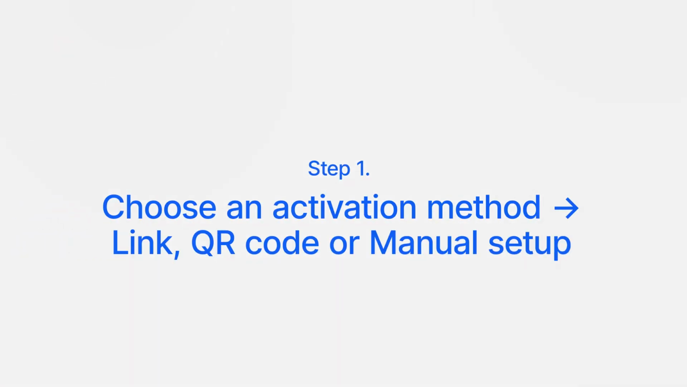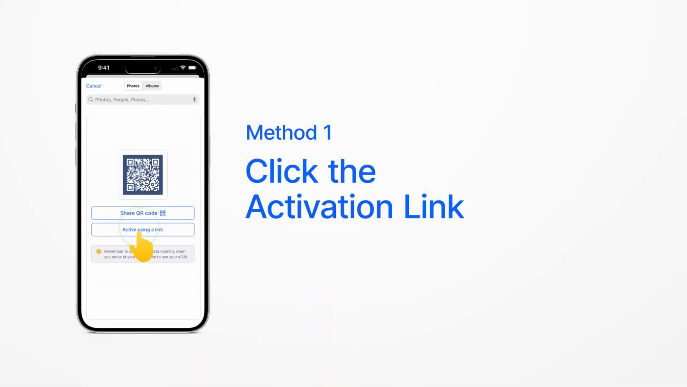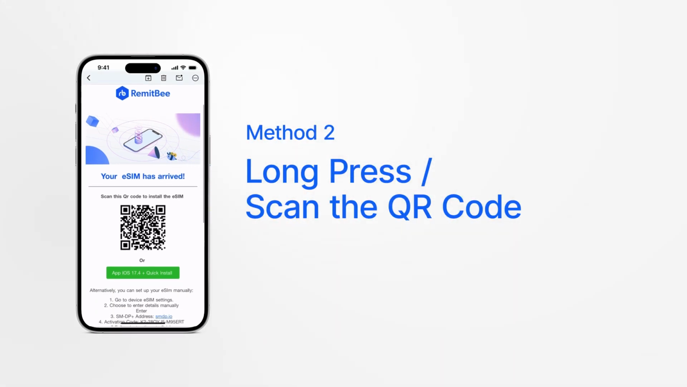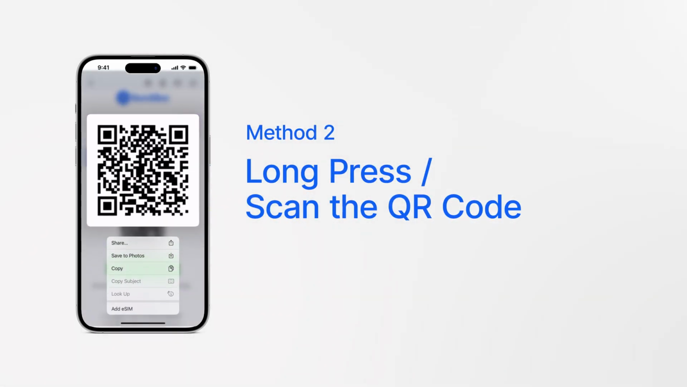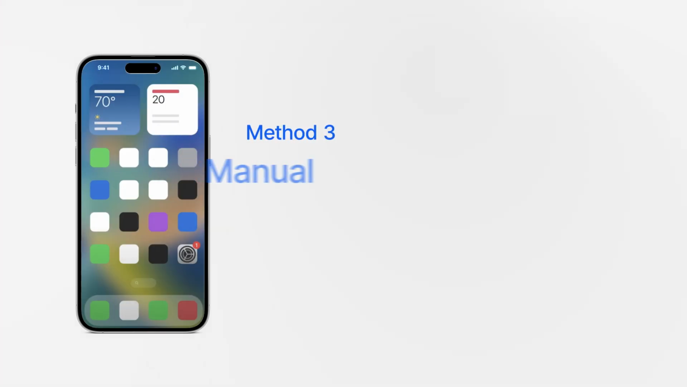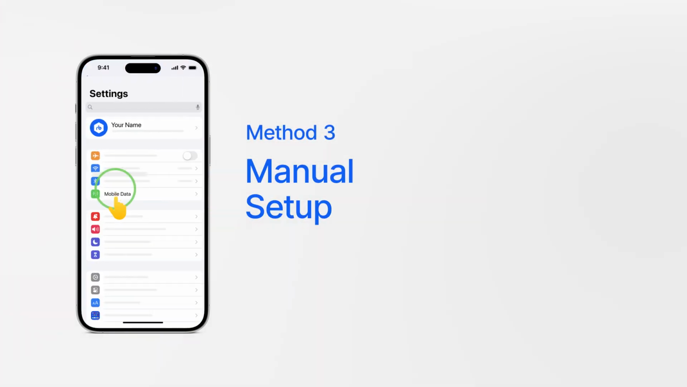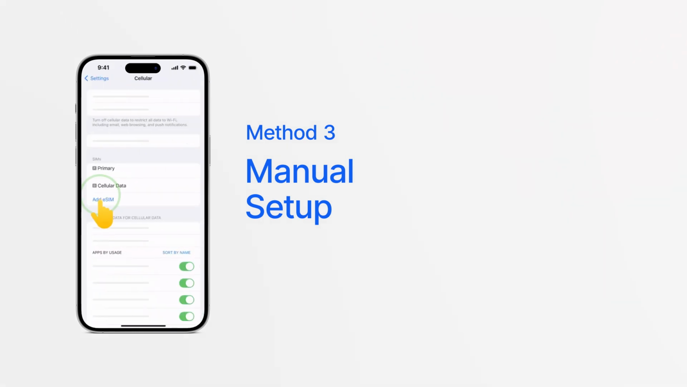Step 1. Choose an activation method. Method 1. Click the activation link. Method 2. Long press the QR code image and select the eSIM option or scan the QR code. Method 3. Go to Settings, then Mobile Data, click Add eSIM and follow the instructions.